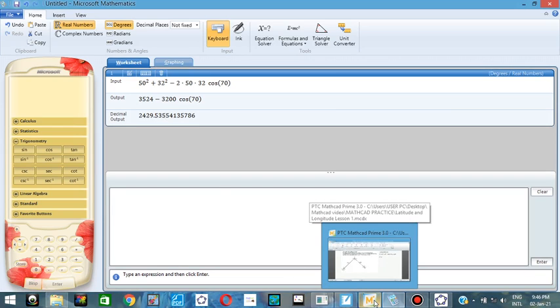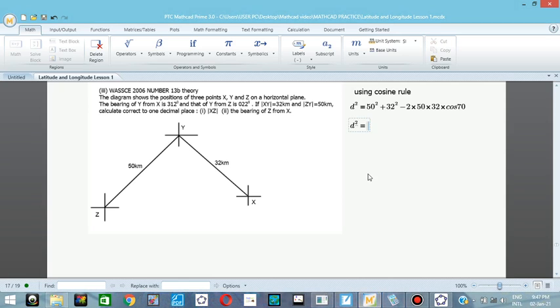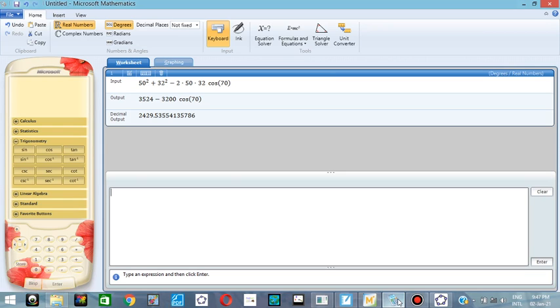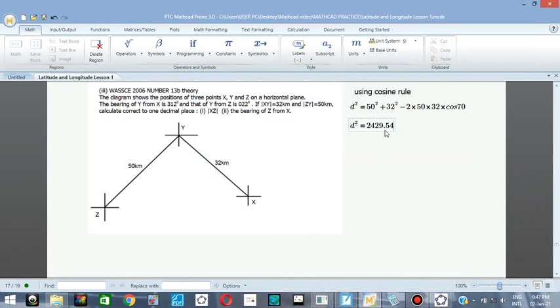2429.54. So let me check to confirm the result again. 2429.54. Okay, 2429.54. Then finally, to get my distance, which is xz, I need to square root the other side, which is d is going to be equal to square root of 2429.54, and that is going to be what now?